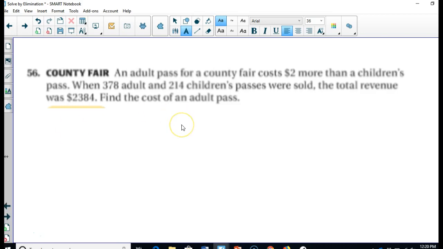I want to look at number 56. An adult pass for a county fair costs $2 more than... Oh, that's the bell. So I'm actually going to stop right now.